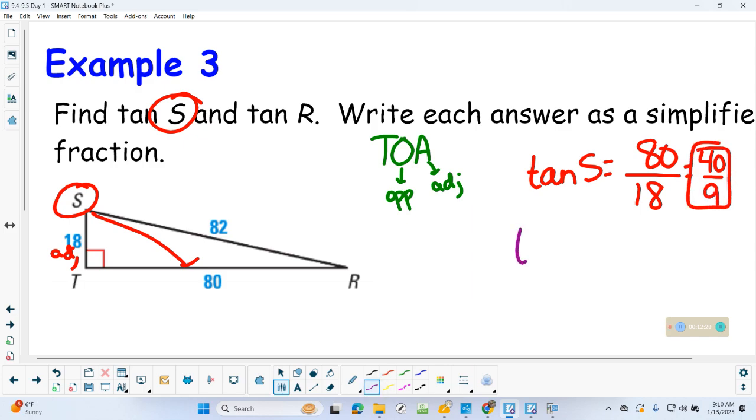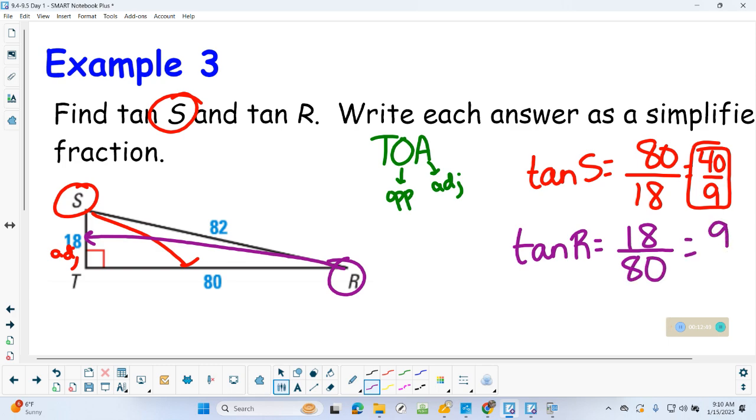Okay, now we're going to switch it up a little bit. We're going to do from R. I'm going to do that one in purple. So again, I need opposite. That to me is the easiest side. Opposite R, straight across, 18. Now, what side is adjacent to R? What are you using for the bottom number? 80, because 82 is our hypotenuse. We don't need that for tangent. And of course, reduce it. 9 over 40. Got it. Any questions on those?